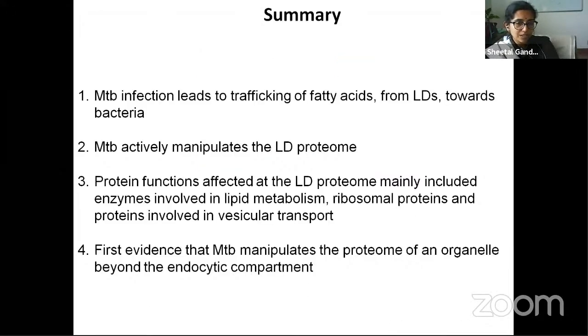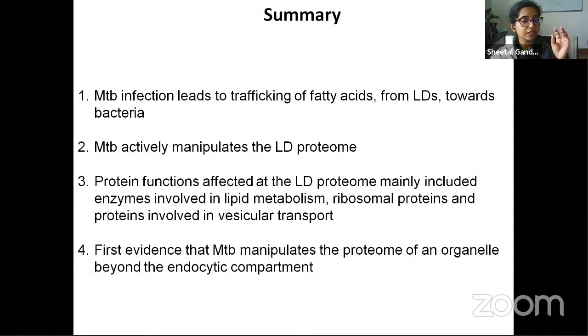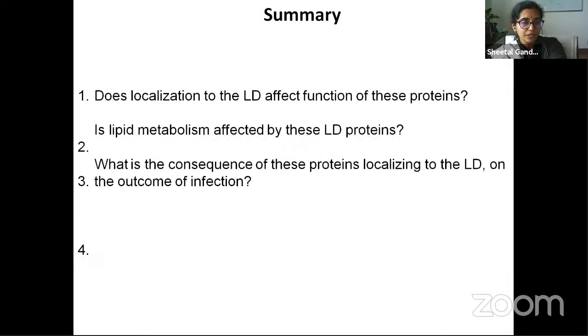I'll just skip through this in the interest of time and summarize here that what I told you today is that MTB infection leads to trafficking of fatty acids from lipid droplets towards the bacteria, and MTB is actively able to manipulate the lipid droplet proteome. Protein functions that are affected at the lipid droplet proteome mainly included enzymes involved in lipid metabolism, some ribosomal proteins, and proteins involved in vesicular transport. And this is really the first evidence that MTB manipulates the proteome of an organelle beyond the endocytic compartment.